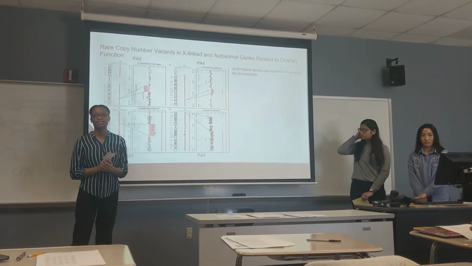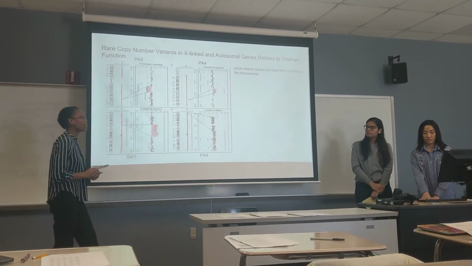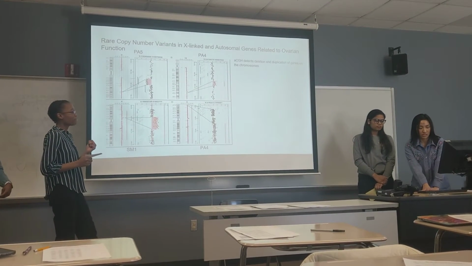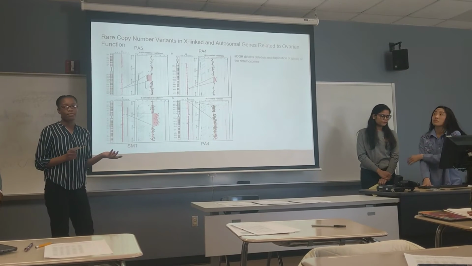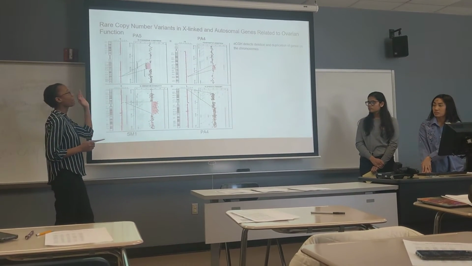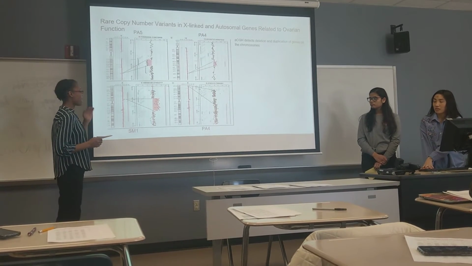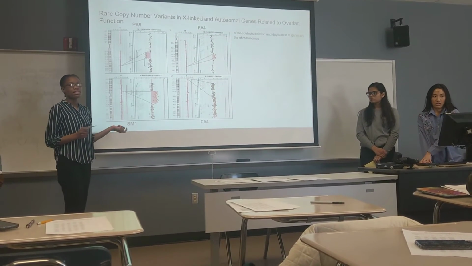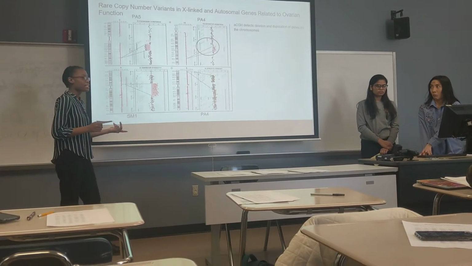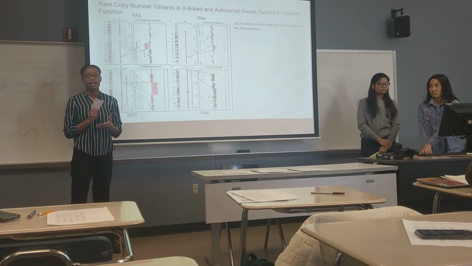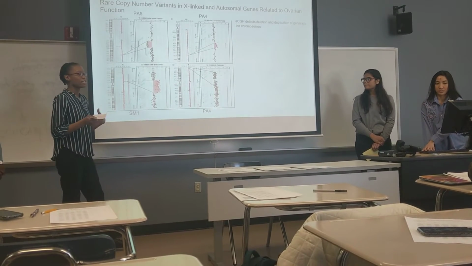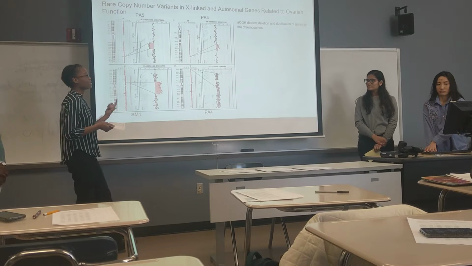So presented here is a log ratio plot taken from 3 different patients. We have patient PA5, which represents primary amenorrhea patient number 5, and SM1, which represents spontaneous menarche patient number 1. So as we said, aCGH, array comparative genomic hybridization, detects whether there's a deletion or duplication in genes.